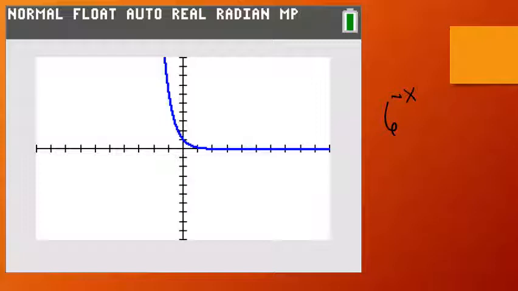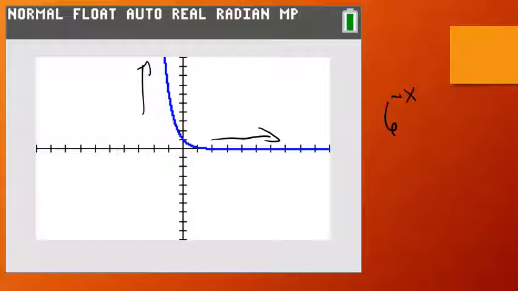Now we're asked to describe the domain and the range. Well, the domain would appear to be, and is, in fact, negative infinity to positive infinity. There seems to be no limit on our x values. Now, what about the range? Well, we can see that we're going up to positive infinity, but we do see the range bounded here at 0.